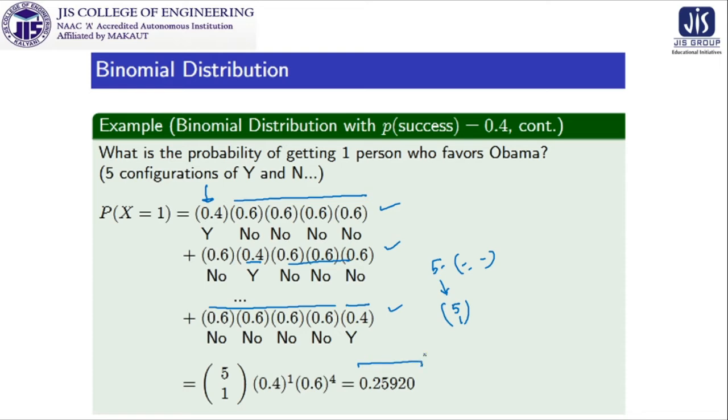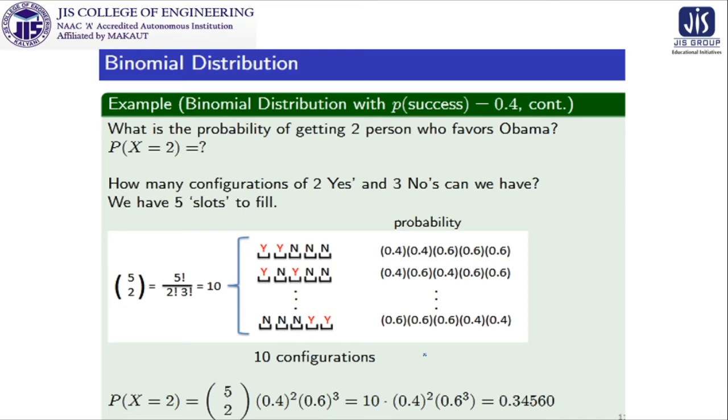Now you will get it; I think you have already identified the clue as to why I represented the first figure in the starting part of this discussion. If we continue this discussion, the probability of getting 2 persons who favor Obama can be calculated, and you will see that your arrangements will be like this: YYNNN, YNYNN. In this manner you will get a finite number of arrangements, which is nothing but 10 configurations. You can arrange it, you must check it on your own.